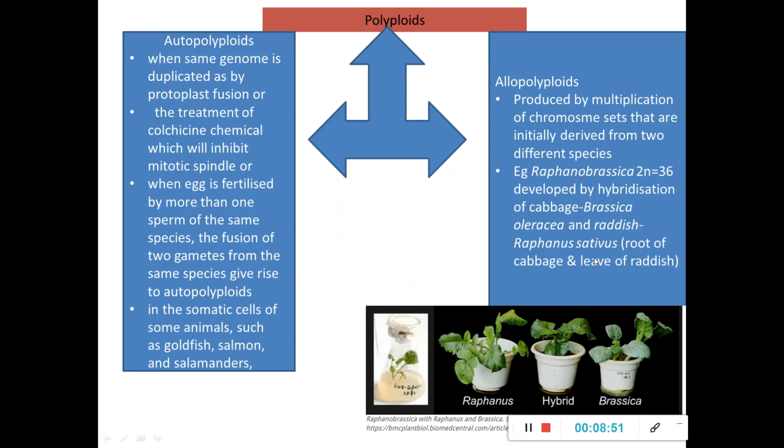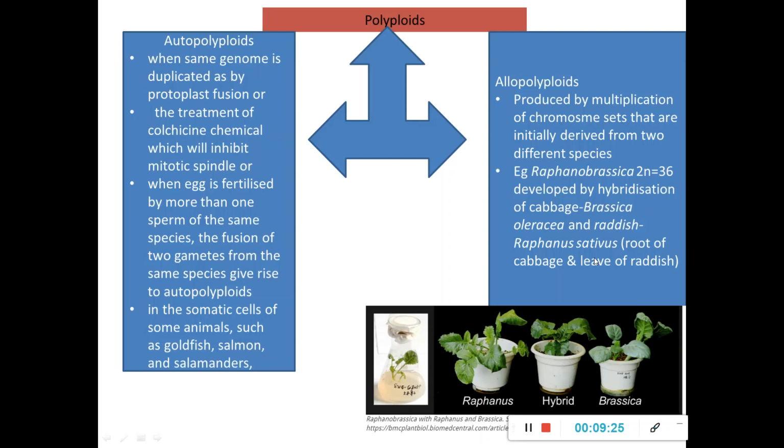Now, polyploids can be divided into two types: autopolyploids and allopolyploids. When the same genome is duplicated, that is referred to as an autopolyploid. But when the chromosomes of two different species are joined together, it results in the formation of allopolyploids. Now for autopolyploids, you should remember the same species organism itself has its genome duplicated. This can be by different conditions.